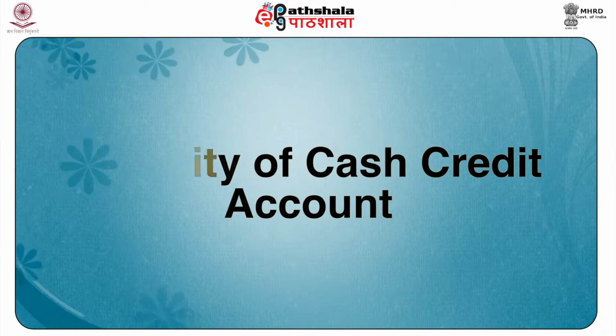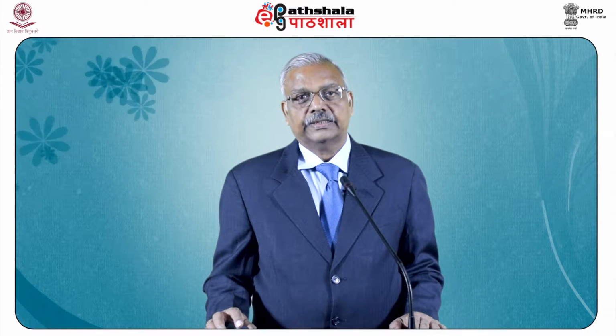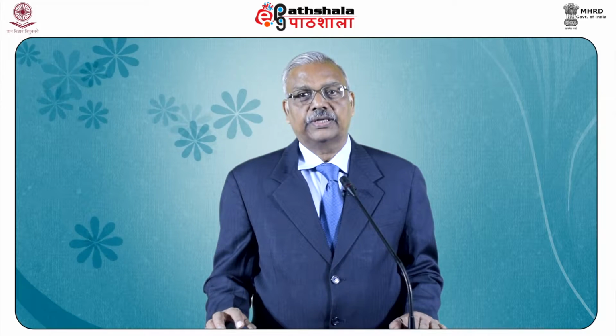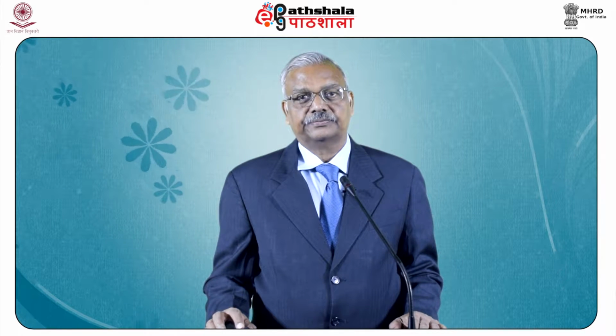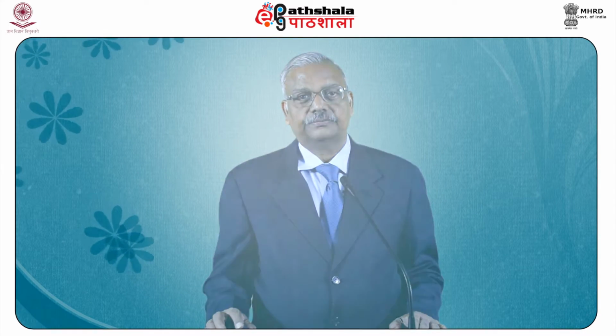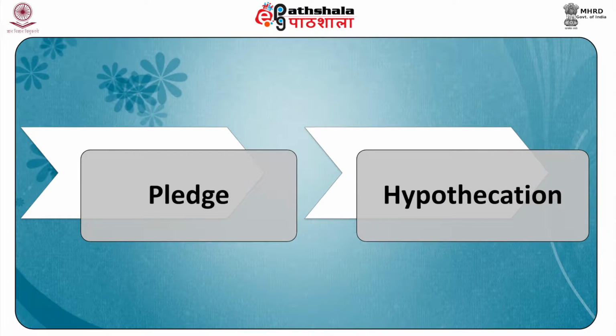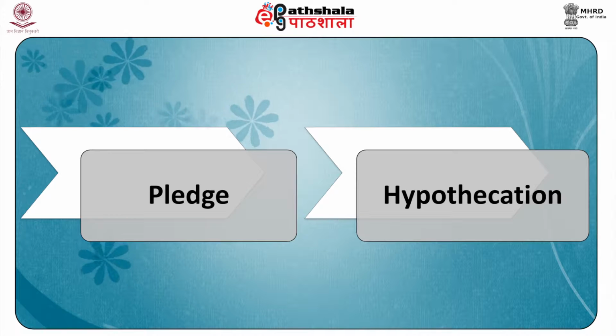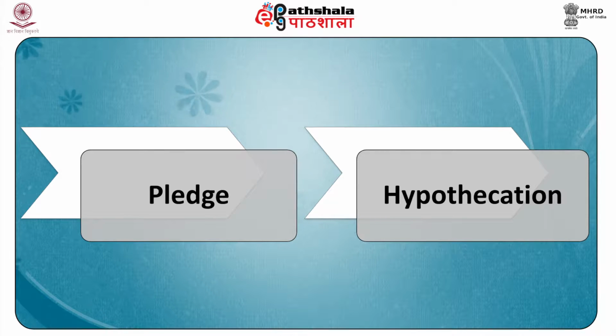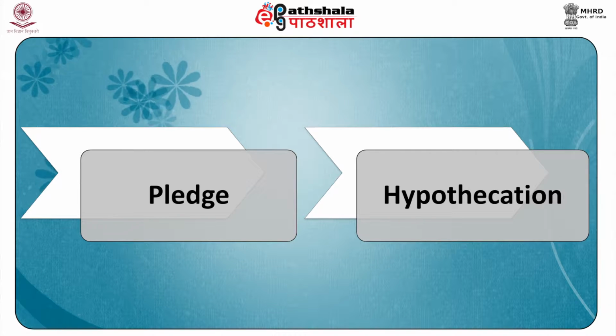Security of cash credit account. There are two ways under which securities can be held by the bank. These are: number one, pledge. Under pledge, the position of goods is with the bank. Bank links the drawings in the account with the actual movement of goods from and to the position with the bank.